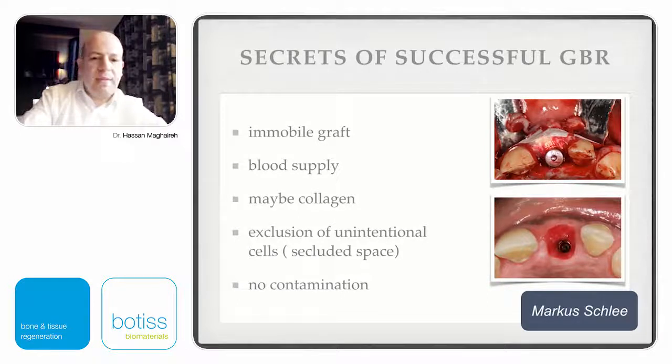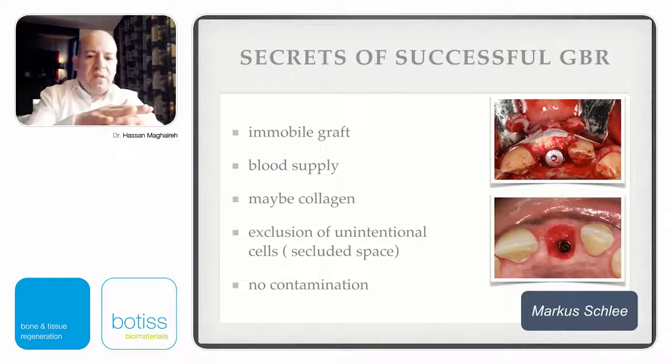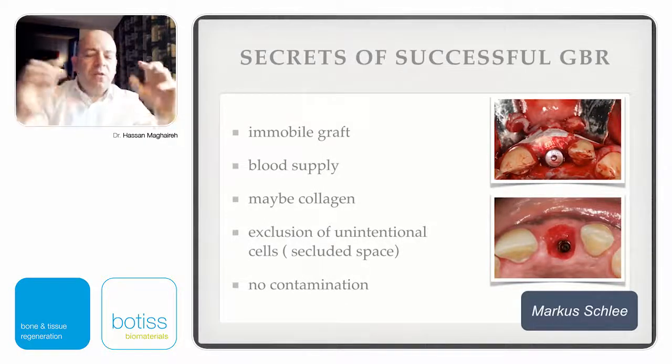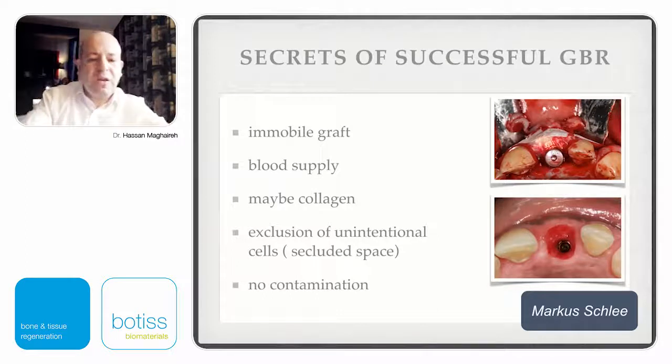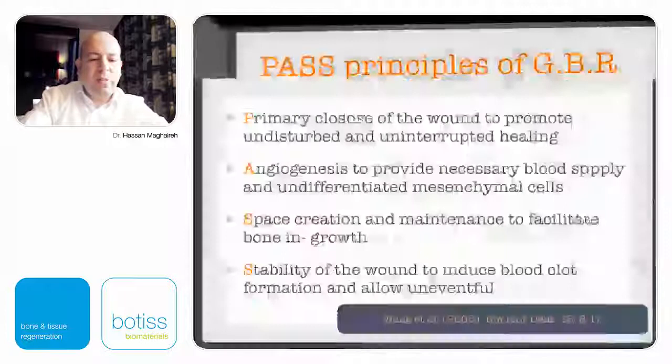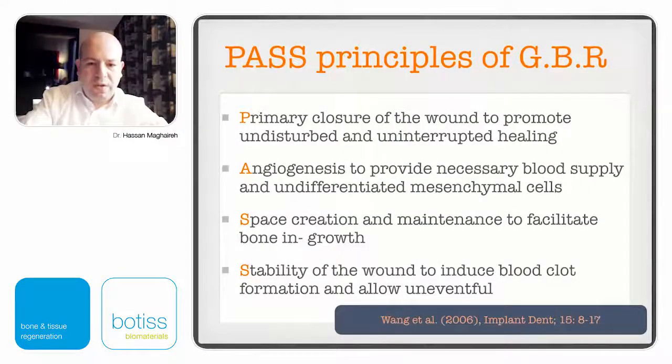The graft has to be stable. It has to be immobile. You need to have good blood supply. You need to make sure all these unintended cells are excluded, fibroblasts and everything like this. And this follows our GTR principles. Whenever you have a space secluded, this defect secluded with a nice membrane, stopping the fibroblasts coming in, you're going to have good bone regeneration. And obviously, we have to add no contamination and saliva.